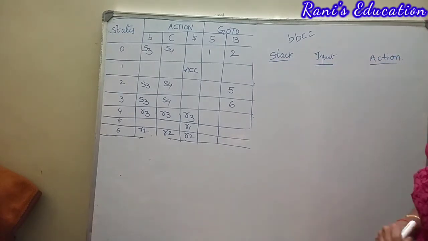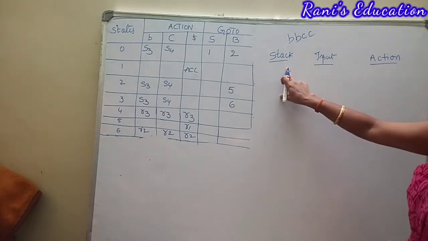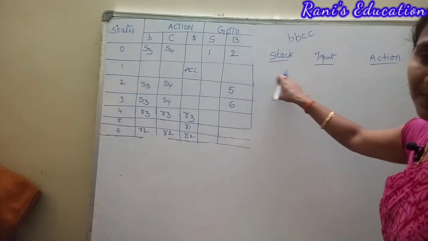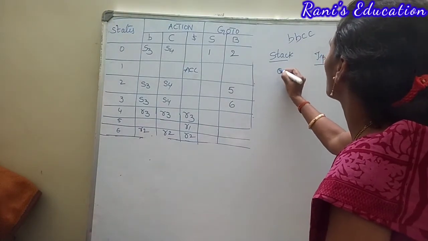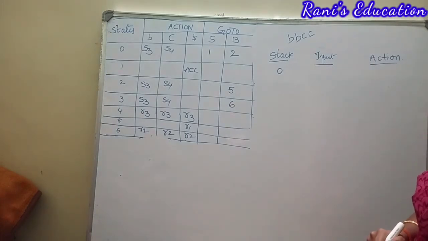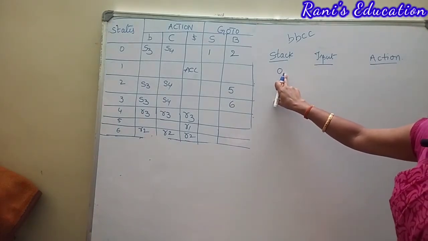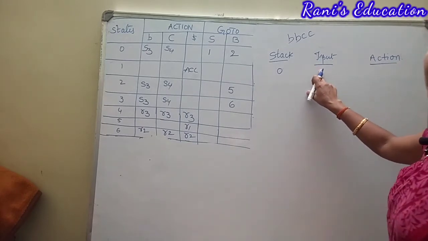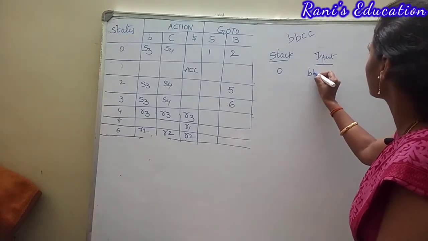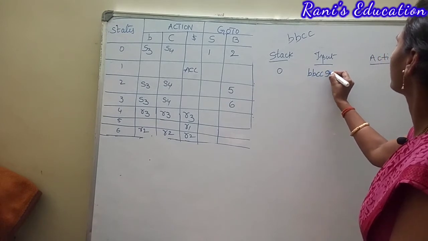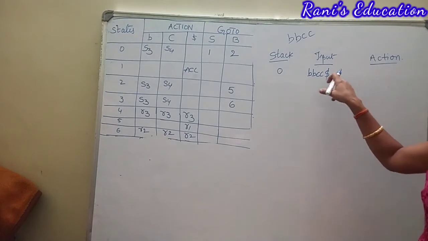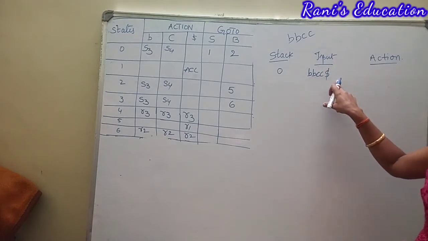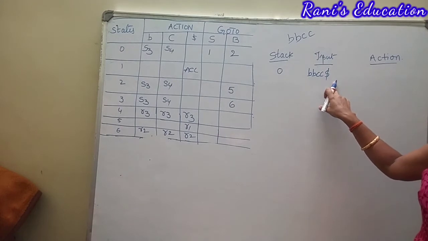Stack, input and action. So in the stack, while we are checking the string acceptance in LR parsers, the stack contains the first item, that is the 0th item. Initially the stack contains the initial item, that is the 0th item. What about the input here? The given string. What is the given string here? B, B, C, C followed by dollar. Dollar is the right end marker of the input. No other input symbols are allowed after this dollar symbol. That's why we have used this dollar as the right end marker.